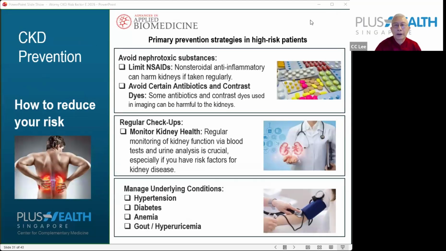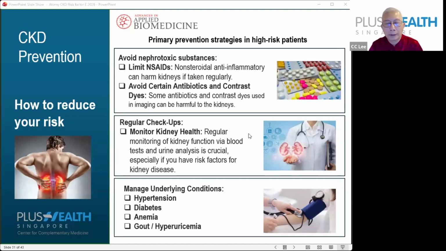Okay, just to give everybody a summary, right? How to reduce the risk of CKD? Now, the primary prevention strategy in high-risk patients, right? First, avoid all the medications if you can, as I mentioned in the previous slide. Second, go for regular checkups and monitor your kidney health.